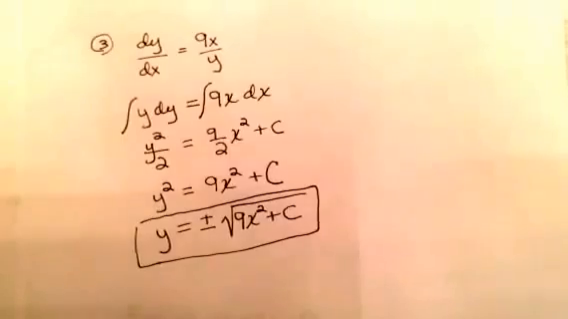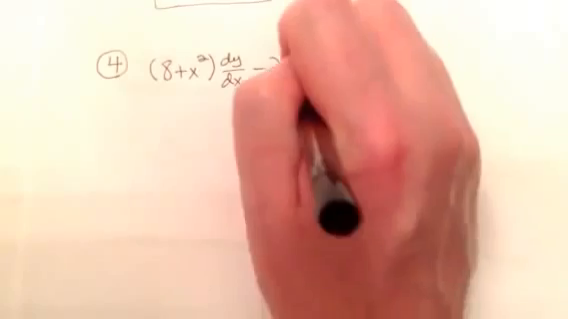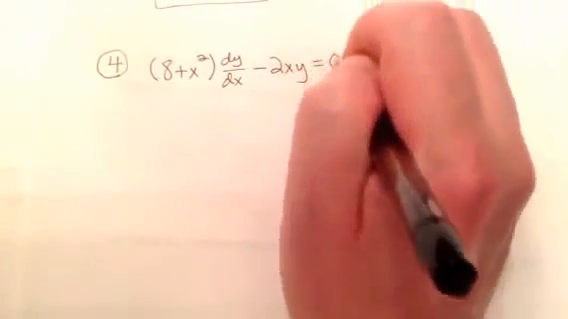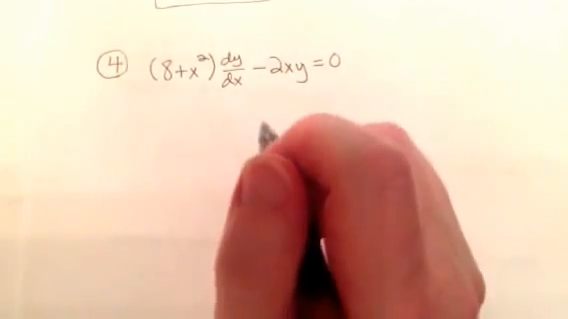Now, for item number 4, in this particular setup, this can be looked at from different angles. I'll show you one approach. We have in the case of number 4, this time, 8 plus x squared dy over dx minus 2xy is equal to 0.